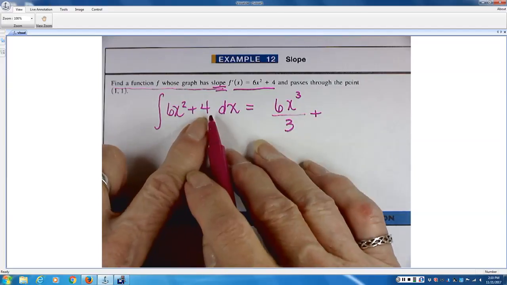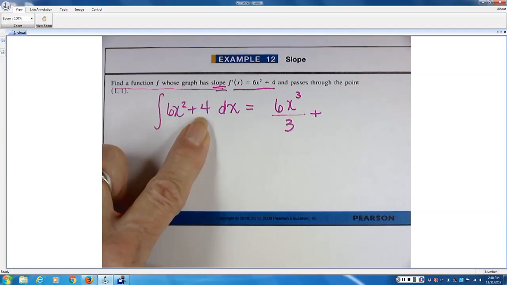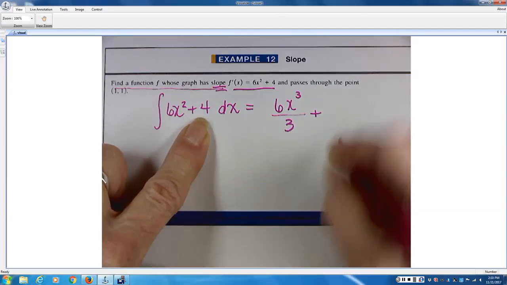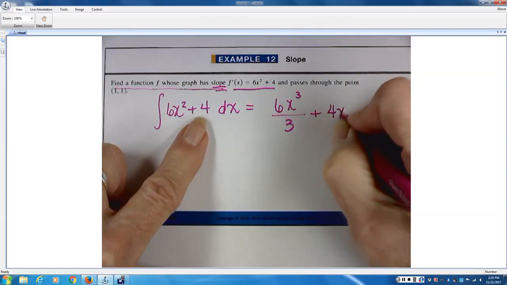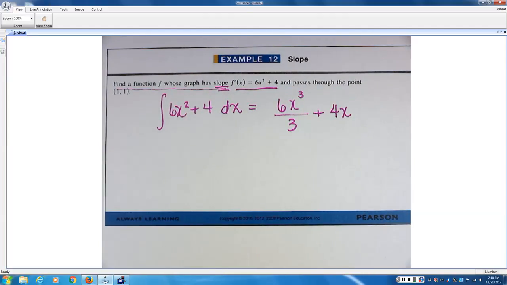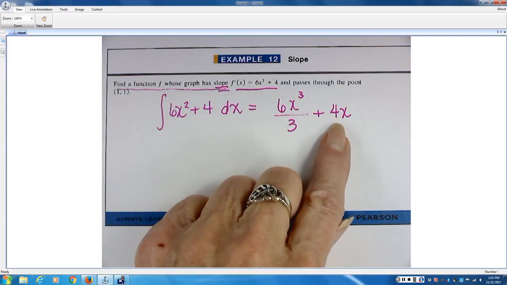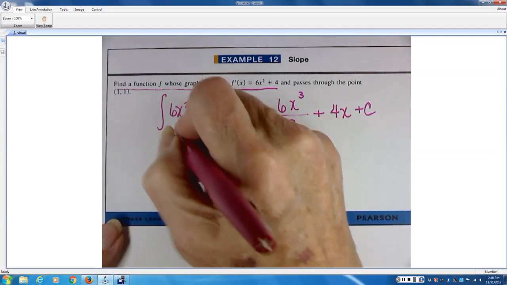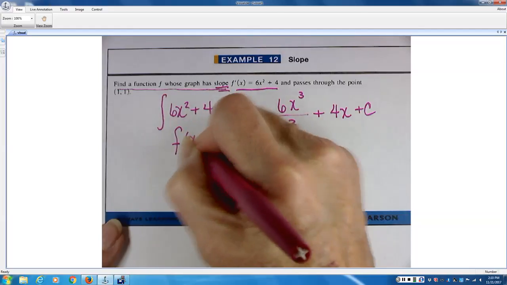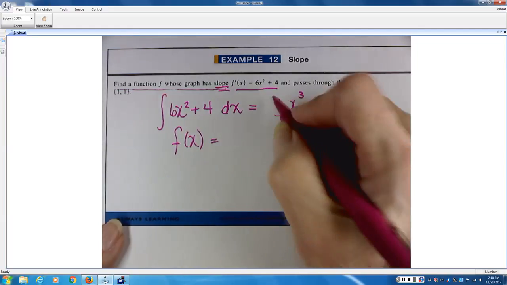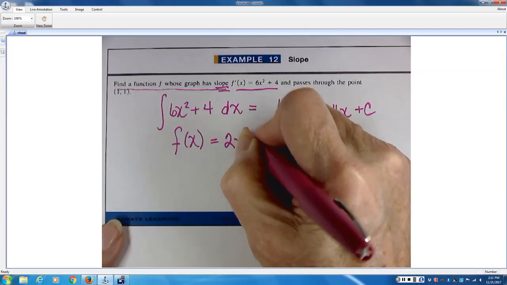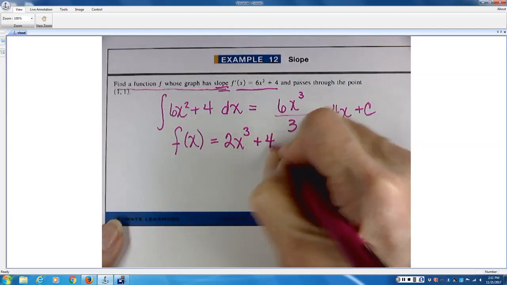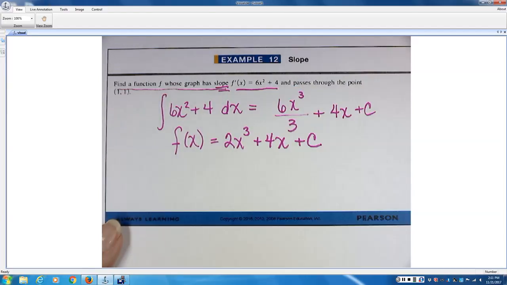Basically, the integral of a constant is that same constant times the variable. So this is going to be 4x. Just like the derivative of a constant is 0 and the derivative of 4x is 4, the integral of the constant is 4x. It just puts the variable back. And then of course we have plus C. So what we have at this point is that f of x is equal to 3 goes into 6 2 times, 2x cubed plus 4x plus some constant C.